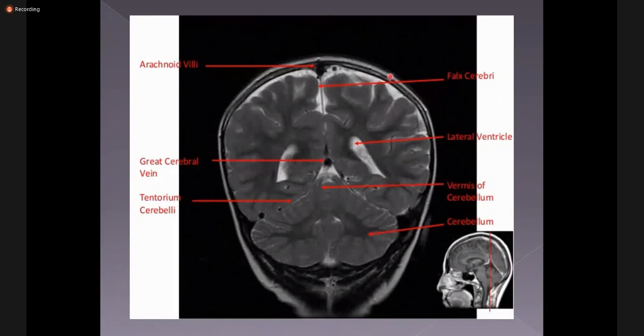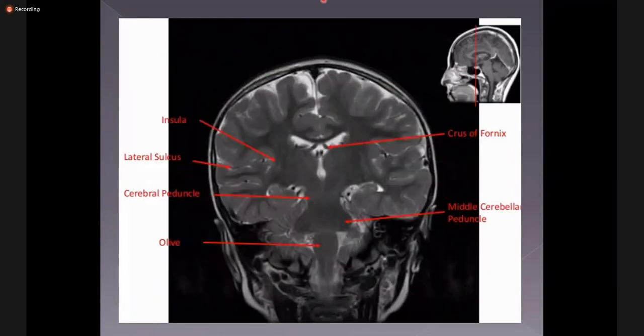When we come anteriorly, this is the falx cerebri, this is the lateral ventricle, this is the cerebellum, and superiorly is the vermis, inferiorly are the tonsils, which we see when there is a tonsillar herniation. And this is the tentorium cerebelli, which separates the supratentorial and infratentorial structures.